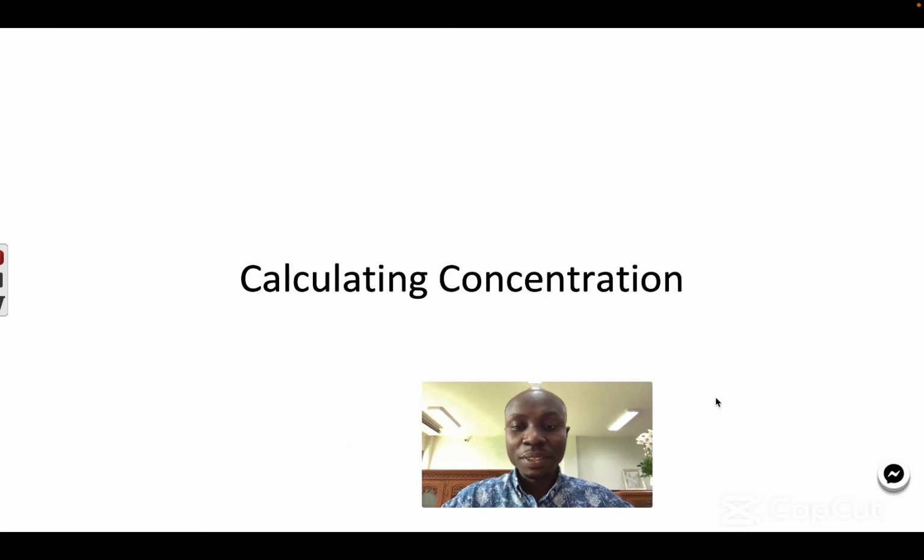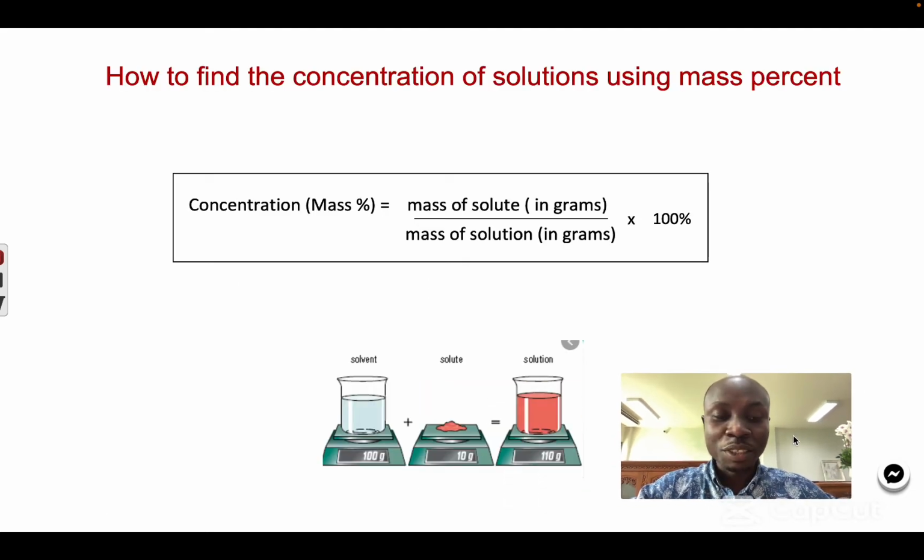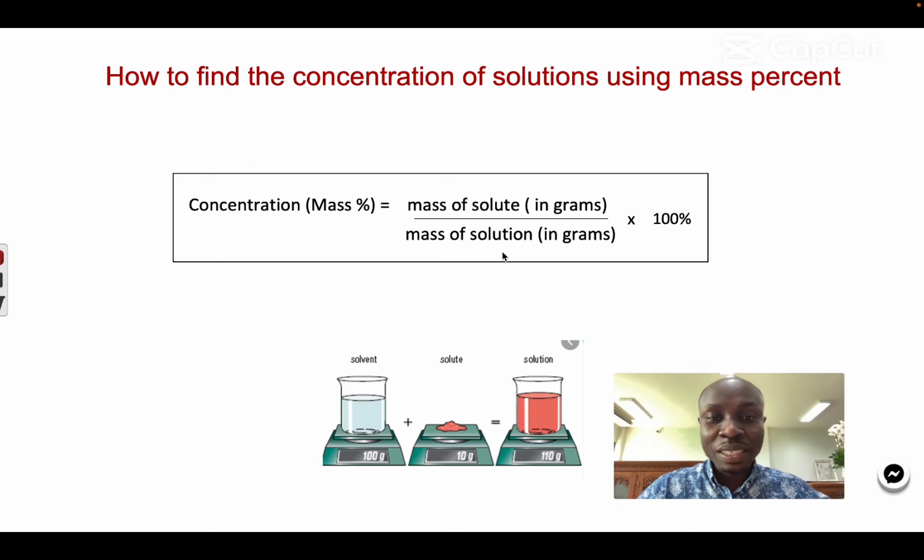Now, let's try and calculate the concentration of solutions. And to do that, we're very lucky we have an equation to help us calculate. There are different ways to find the concentration of a solution. This is just one way. This is called the mass percent, or the concentration. And to find the concentration, we are going to divide the mass of the solute by the mass of the solution.